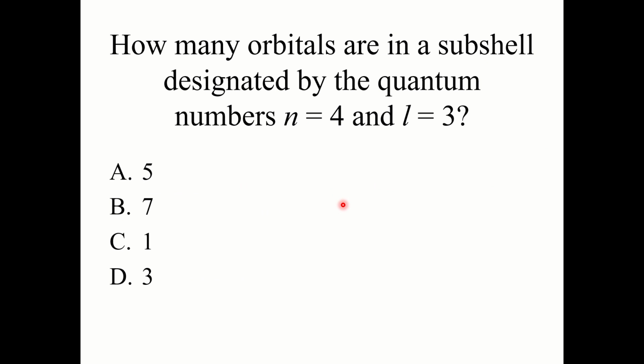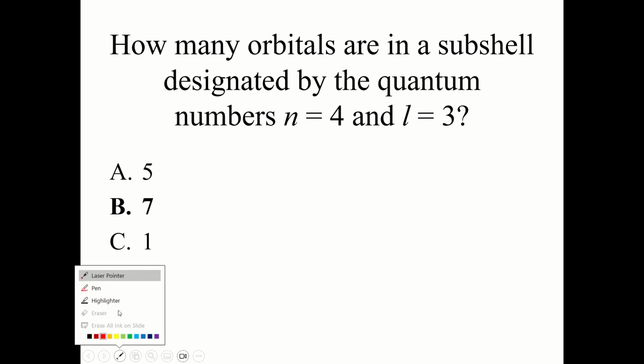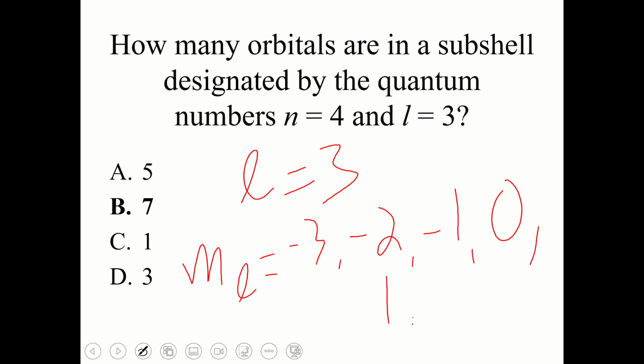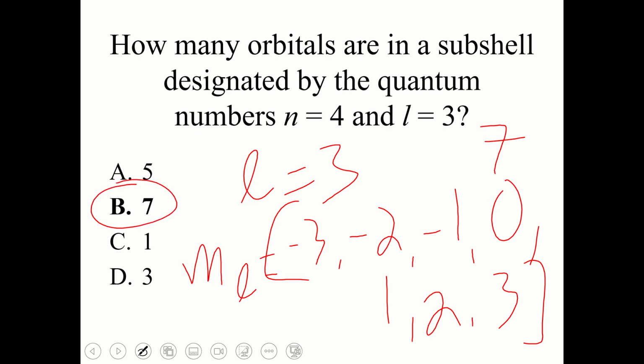All right, let's try a knowledge check question. How many orbitals are in a subshell designated by the quantum numbers n equals 4 and l equals 3? The correct answer here is B, 7. If l equals 3, this means that m sub l can be -3, -2, -1, 0, 1, 2, and 3. And so we have 7 possible values, which means we have 7 orbitals in that subshell. So B, 7.